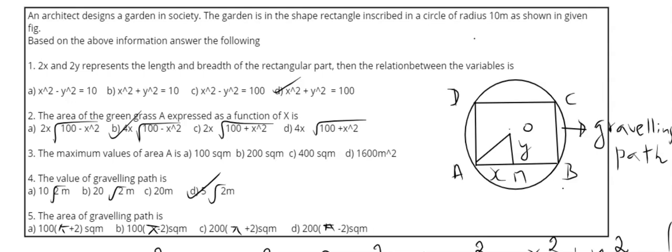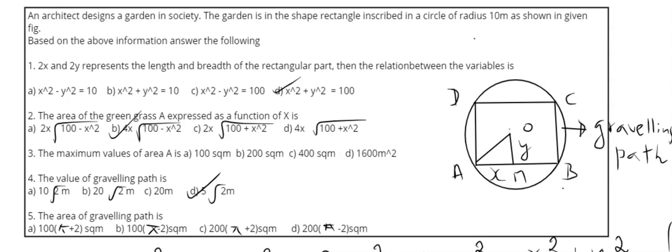An architect designs a garden in a society. The garden is in the shape of a rectangle inscribed in a circle of radius 10 meters as shown in the given figure. Based on the above information, answer the following questions. 2x and 2y represent the length and breadth of the rectangular path. Then the relation between the variables is: x squared minus y squared is equal to 10, x squared plus y squared is equal to 10, x squared minus y squared is equal to 100, x squared plus y squared is equal to 100.